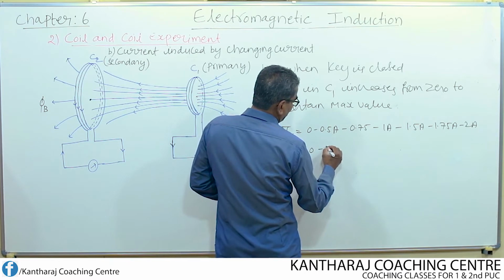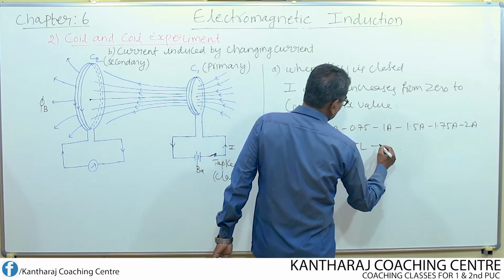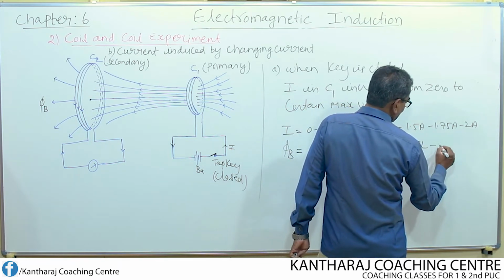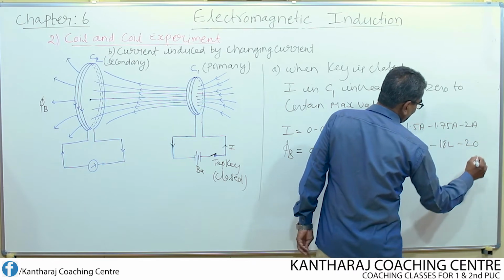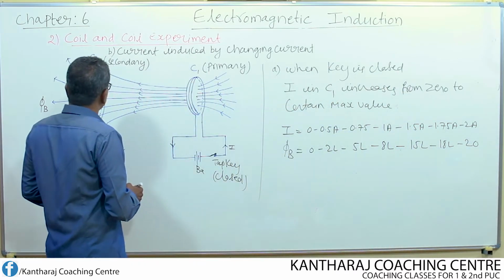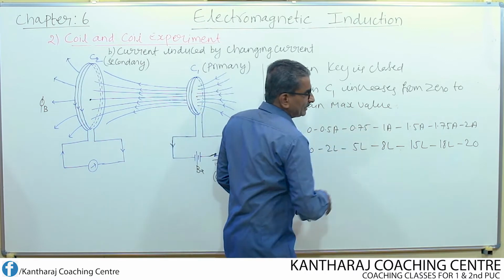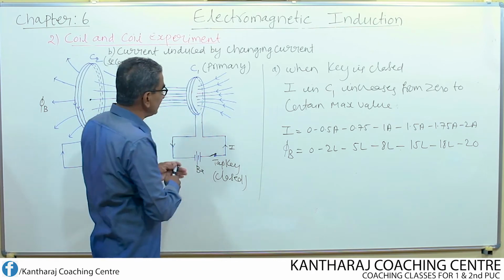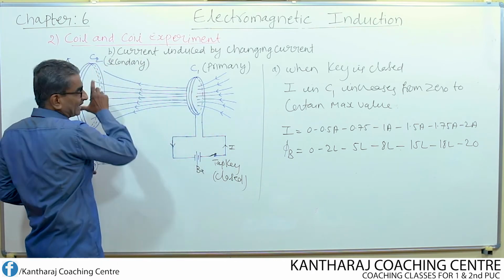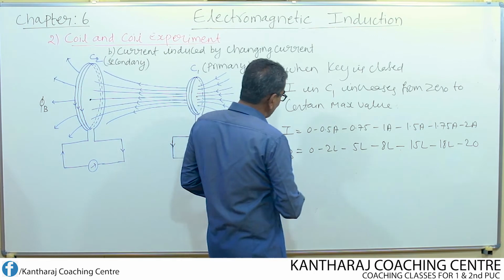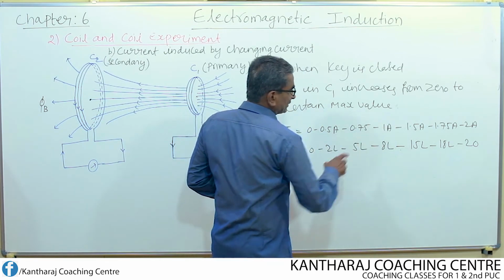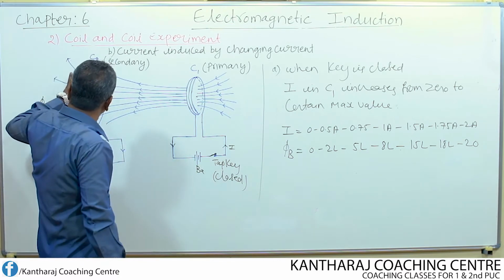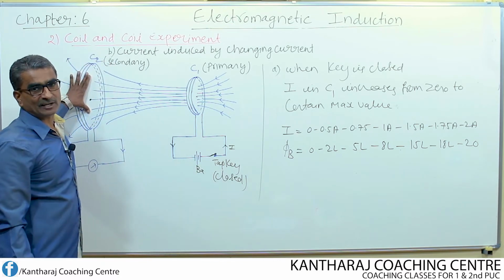From 0, it may become 2 lines, 2 lines may become 5 lines, then 5 lines may become 8 lines, 8 may become 15 lines, 15 may become 18 lines, 18 may become 20 lines. This is just one rough value I am giving to explain how the current in the primary increases, thereby magnetic flux linking with the secondary also increases. So this is how current increases gradually, thereby flux also increases. When the flux linking with C2 increases, then an EMF is induced in this secondary coil.